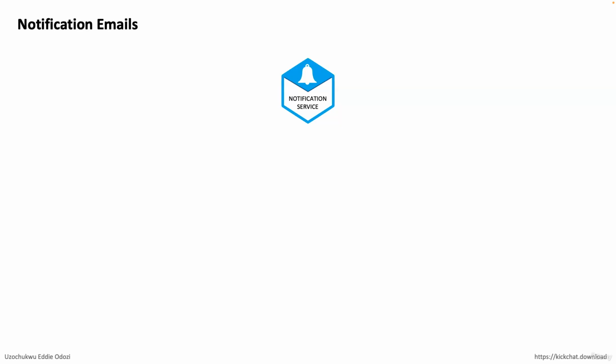Now the notification service will send the email verification. When a user creates an account, we will need them to verify their email. The user can still access the application even if they don't verify their email, but they will be limited. For example, they won't be able to create a seller's account, or a buyer won't be able to contact a seller. So once a user creates an account, we'll send them a verification email from the notification service.